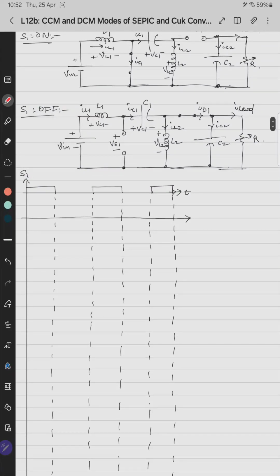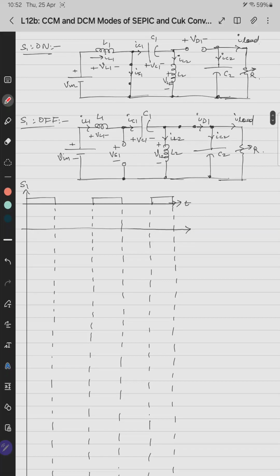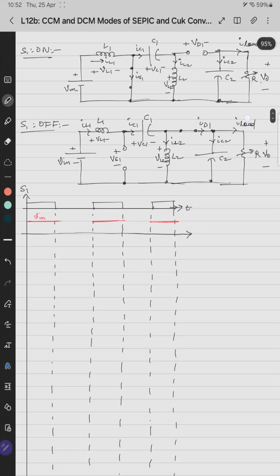So yeah, first inductor L1. When the switch is on, VL1 equals Vin. First we'll draw Vin. When the switch is off, Vin equals VL1 plus VC1 plus VL2, and here VL2 is V0. Here I haven't mentioned V0. See, this is V0, plus minus V0 minus plus, and here I have mentioned V0.